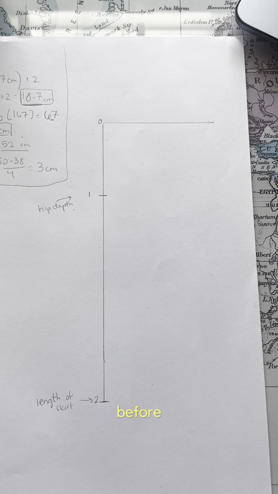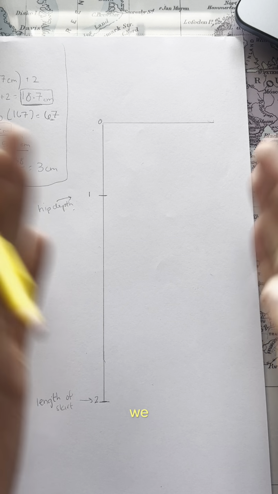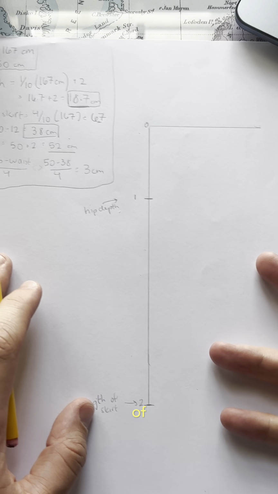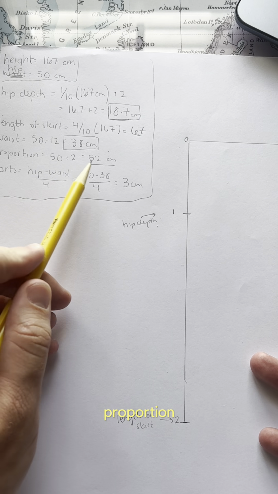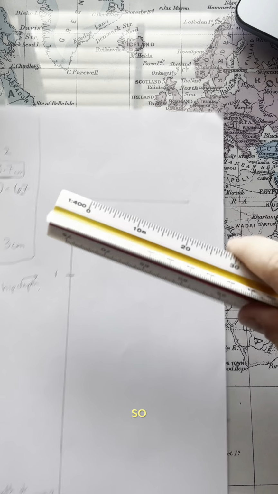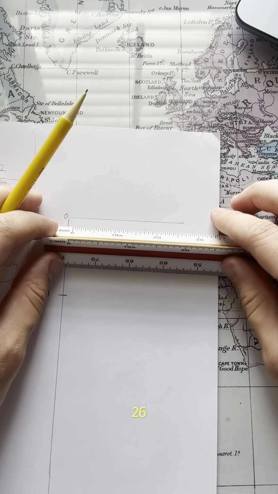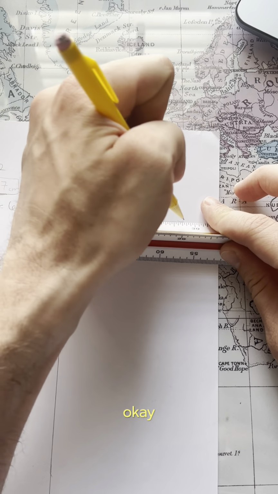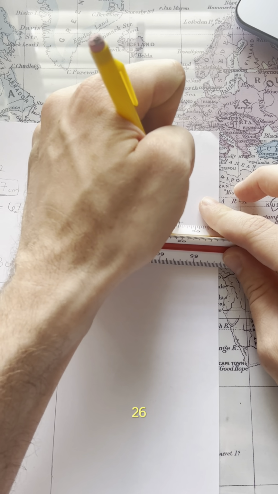But before we do that, we want to know how wide we want to make this pattern, and that is going to be half of the proportion. And our proportion, remember, is 52. So that is going to be 26. I hope this is wide enough. We will see. Yep, we're okay. So I'm gonna mark 26 centimeters.